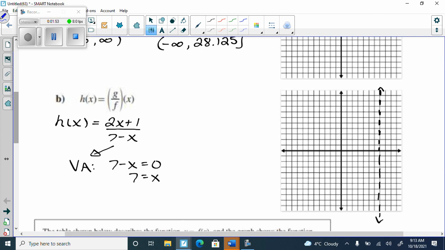Then these have degree 1, correct? So my horizontal asymptote comes from the leading coefficient, 2 over negative 1. So my horizontal asymptote is going to be at y equals 2 over negative 1, or just negative 2.